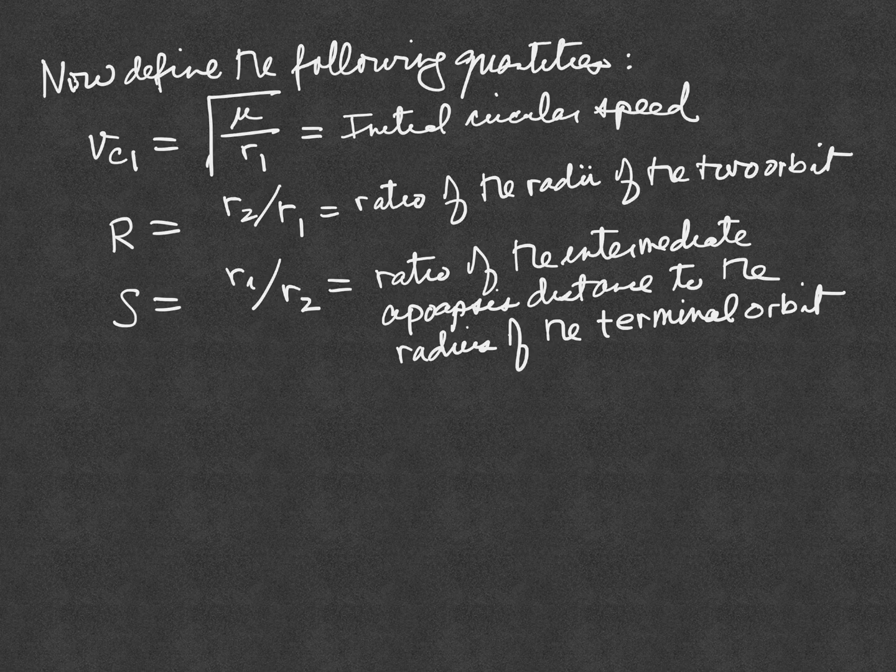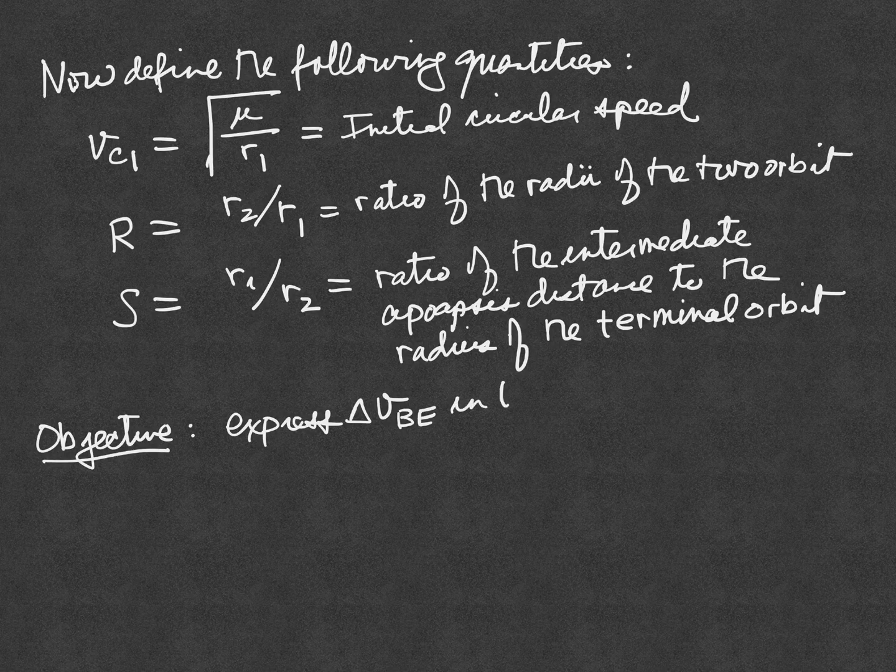So now the objective of this part of the lecture is to express delta V bielliptic in terms of VC1, R, and S. That gives us the fewest number of parameters that will enable us to characterize the impulse for the bielliptic transfer. So let's start with delta V1.